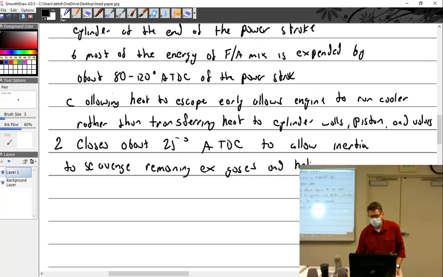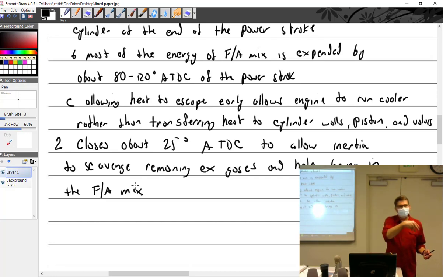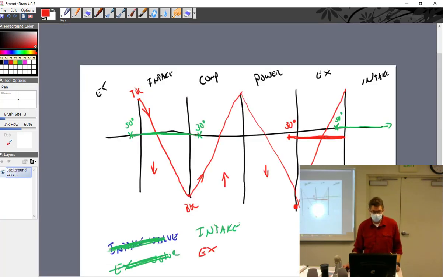And help bring in the fuel air mixture. So I say it closes about 25 degrees after top dead center to allow the inertia to scavenge remaining gases, which is to say the gases that are flowing just because the piston is now going to start, let's draw it this way.